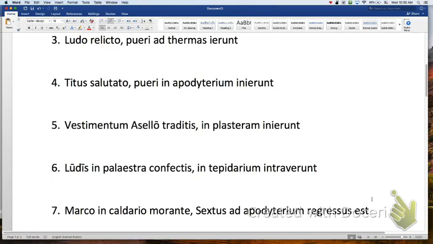Okay, so in sentence 4, what is my ablative absolute? Whoa, I think that should actually be Tito. Salutato. Geez, Dr. Simone. You see, this is why I was confused on that one. Okay, so salutato is what kind of participle? Perfect passive participle, right? Because it comes from saluto, salutare, salutavi, salutatus. Oh, okay. So what am I going to say? With Tito having been greeted, the boys went into the changing room. Good.